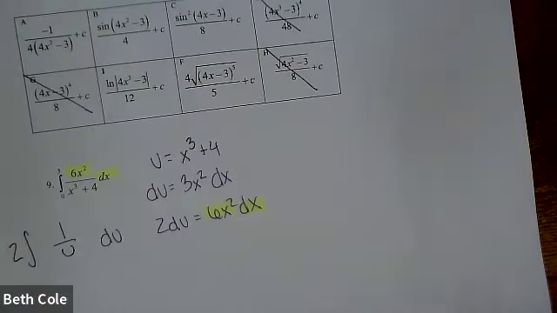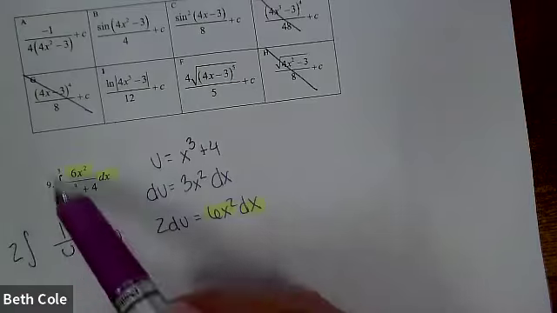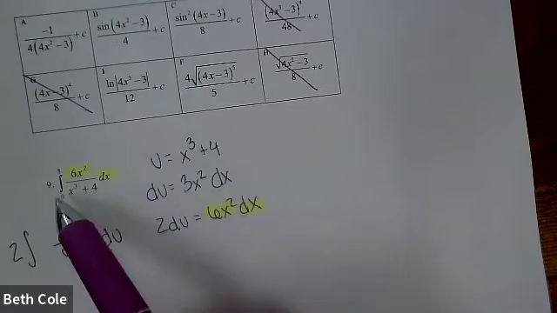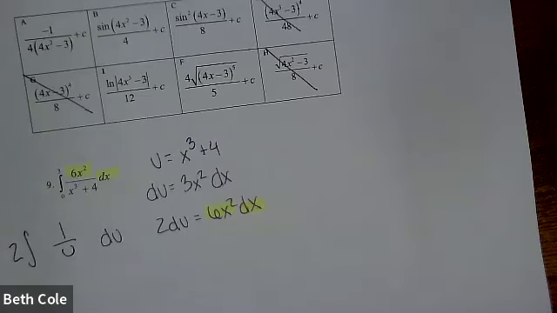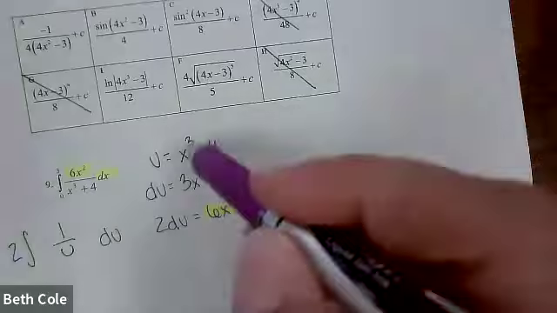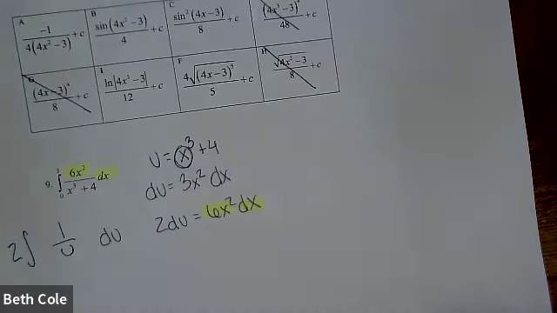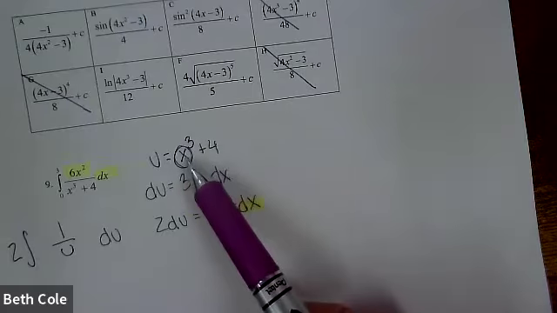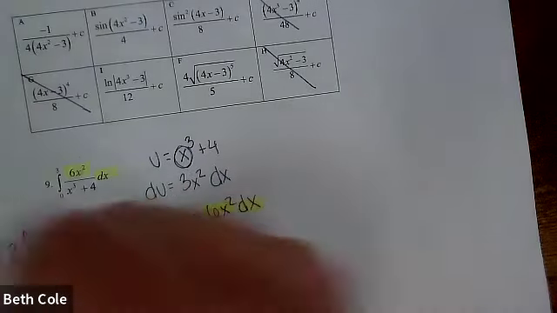Now the boundaries. You have to change them. These are x values. Now it is u. We have to turn the x values into u values. It is very easy. In fact, it's so easy that it's very easy to forget to do it. All you have to do is take your 0 and your 3 and plug it in right here and see what you get. So let's do 0 first. 0 cubed. Oh, you just jumped straight ahead. I was going to walk you through it. 0 cubed is 0 plus 4 is 4.